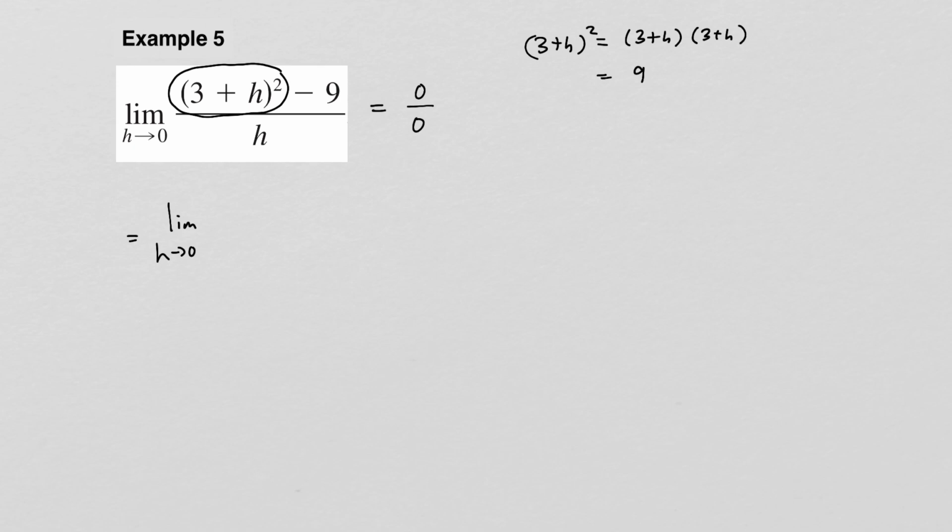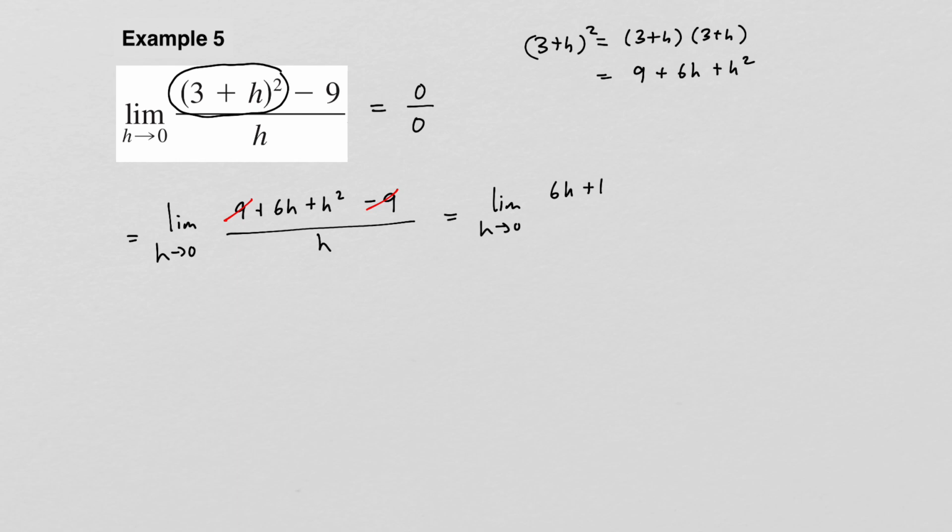And if you multiply this out, you will get 9 plus 6h plus h squared. And I'll go ahead and fill that in down here. And then we have minus 9, and then all divided by h. And this one doesn't require any tricks. 9 minus 9 cancels out, and so this becomes the limit as h approaches 0 of (6h plus h squared) divided by h. Now, if you just plug in 0, you're still going to get 0 divided by 0.